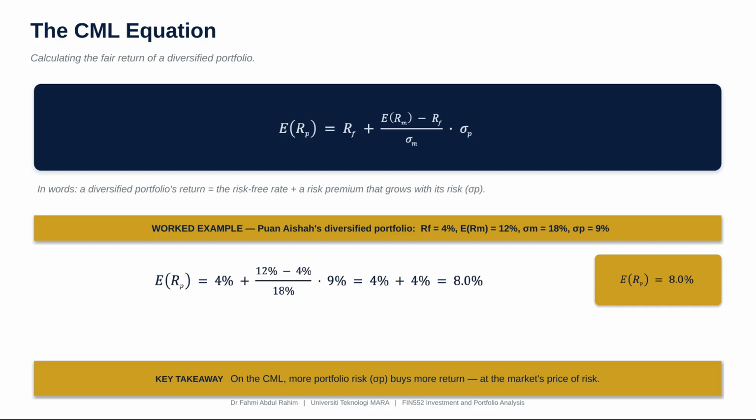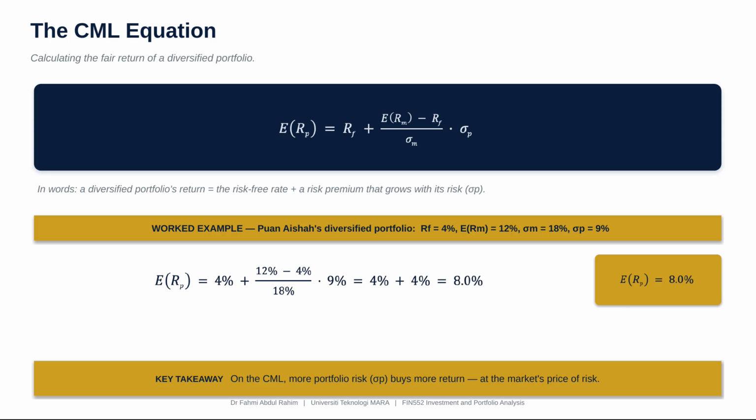Now let us turn the capital market line into an equation we can actually compute with. The CML equation in the navy box says that the expected return of a portfolio, E of R sub P, equals the risk-free rate R sub F plus a fraction times sigma P. That fraction is the slope we just met, the market return minus the risk-free rate over the market standard deviation sigma M, and we multiply it by sigma P, the portfolio's own standard deviation, its total risk.